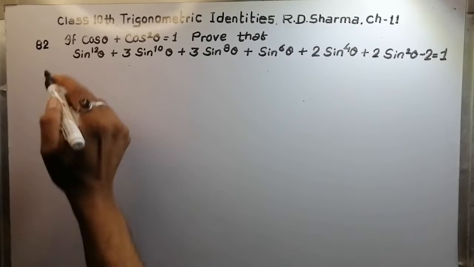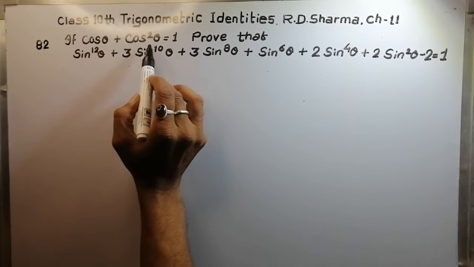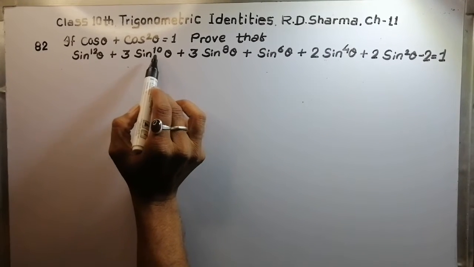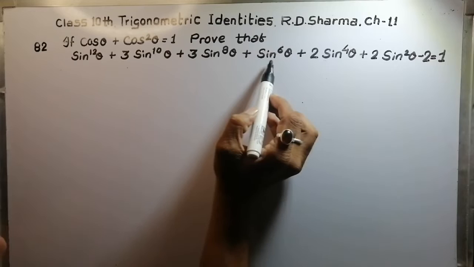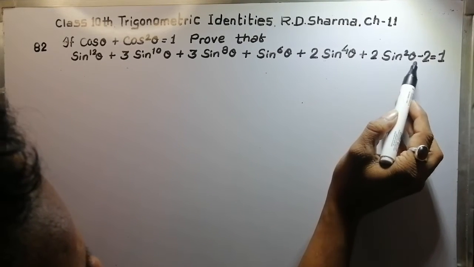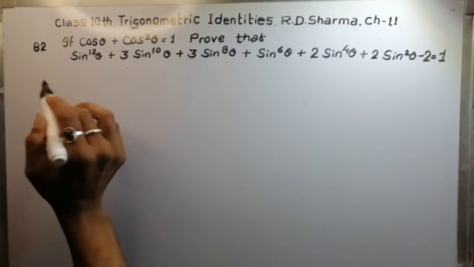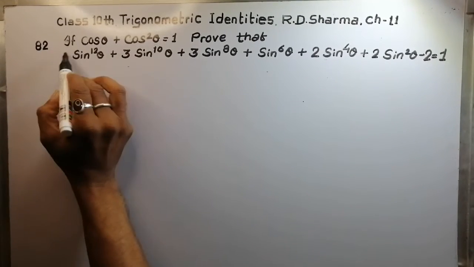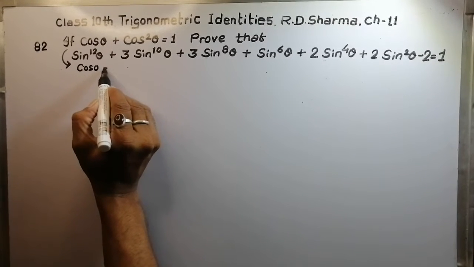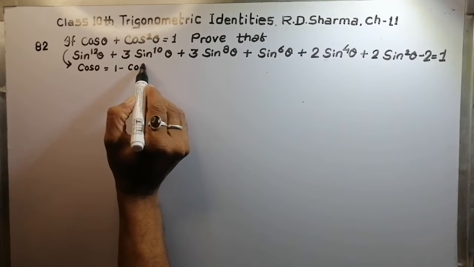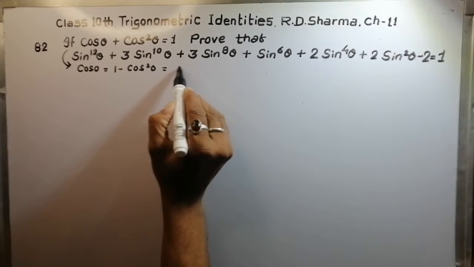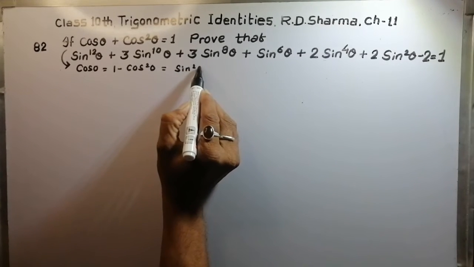In question number 82, it is given if cos theta plus cos square theta is equal to 1, prove that sin raised to power 12 theta plus 3 sin raised to power 10 theta plus 3 sin raised to power 8 theta plus sin raised to power 6 theta plus 2 sin raised to power 4 theta plus 2 sin square theta minus 2 is equal to 1. If you see this term, we can change it like cos theta is equal to 1 minus cos square theta, and this will equal sin square theta.